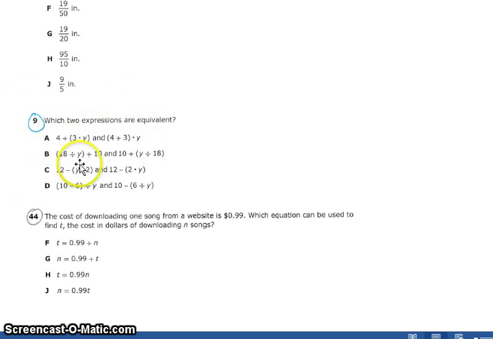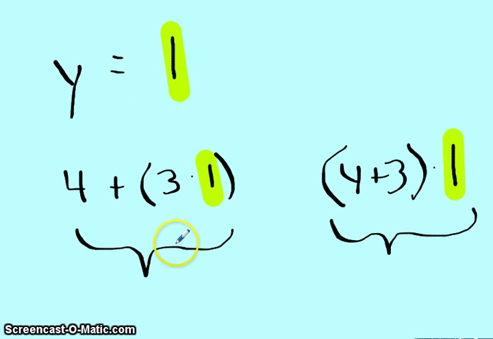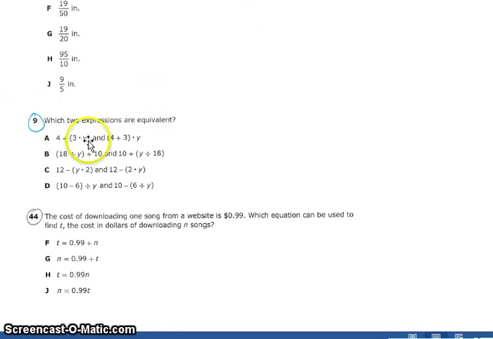You should do the same thing for each of the following problems and determine which one will give you an equal answer for both. In this example, you get the answer 7 right here, and you also get 7 right here. Okay? So make sure you practice all of the problems and figure out which ones are equal.